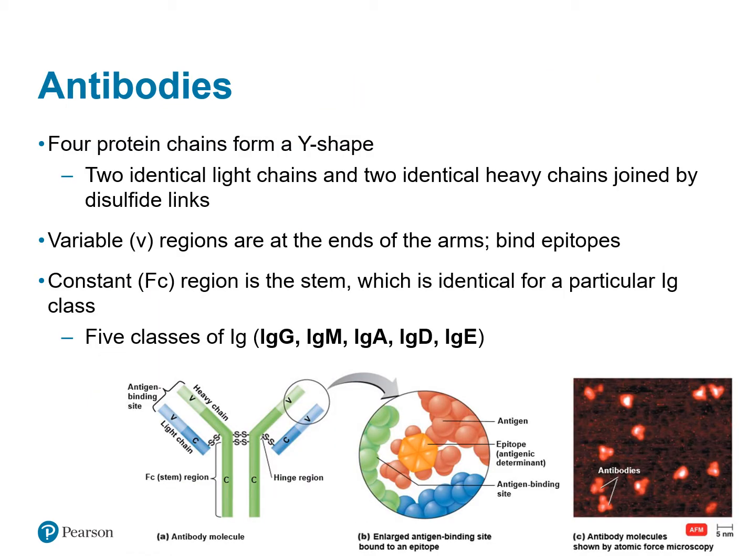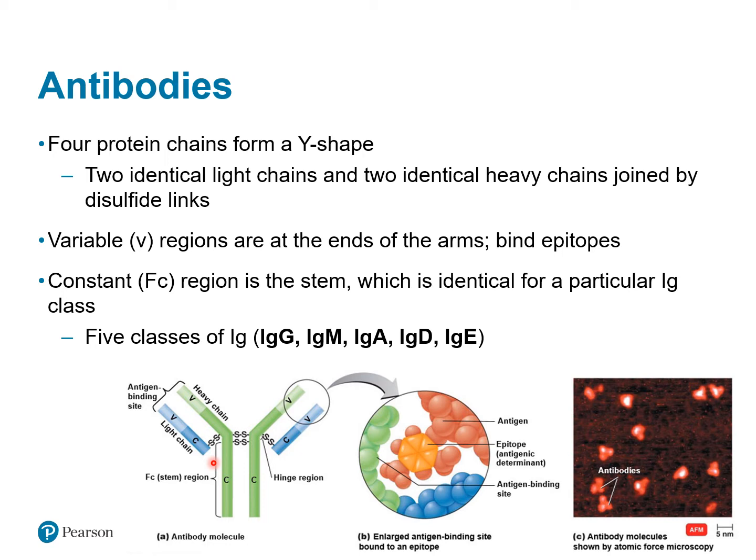Now, the antibodies, they look something like this, something like a letter Y. Antibodies are proteins, by the way, and the protein looks something like this. It has some heavy chains and light chains that are bound by some sulfur bonds. We refer to it as disulfide links.